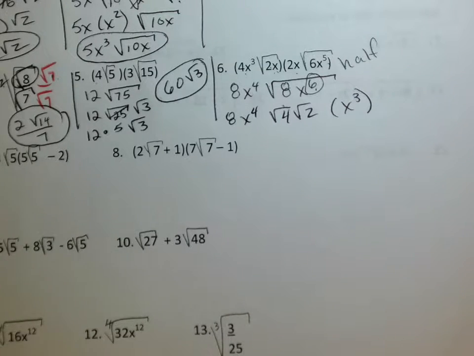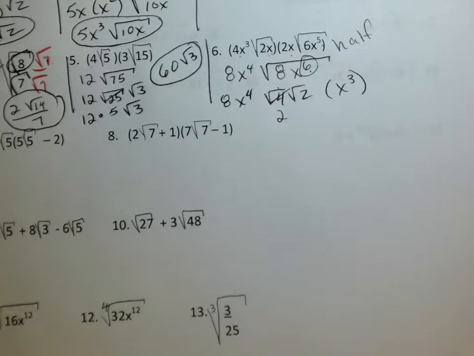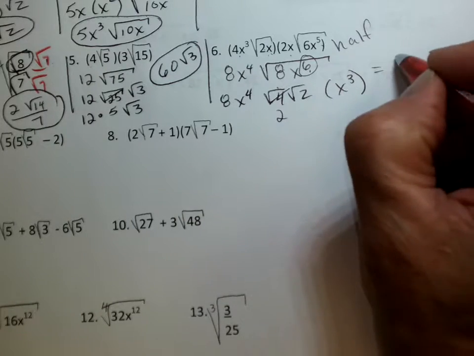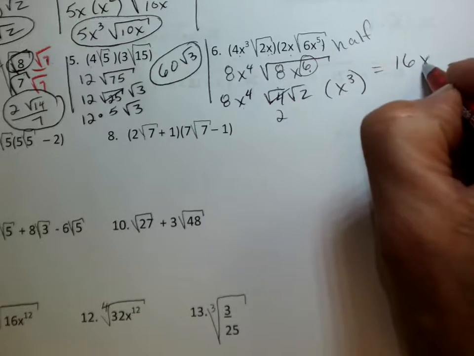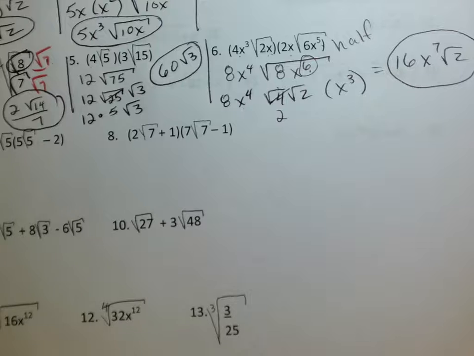Okay, so I'm pretty much close to being done. I just have to tidy it up a little bit. Square root of 4 is 2, right? Okay, so let's see what's on the outside. I get an 8 times 2 is a 16. I have an x to the 4th with an x to the 3rd makes an x to the 7th. Square root of 2. That's all she wrote.